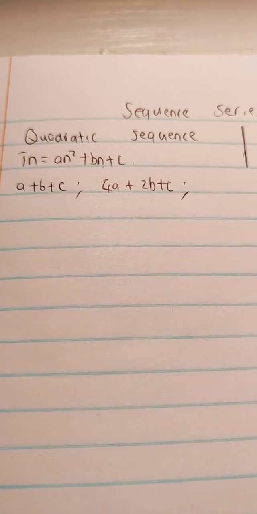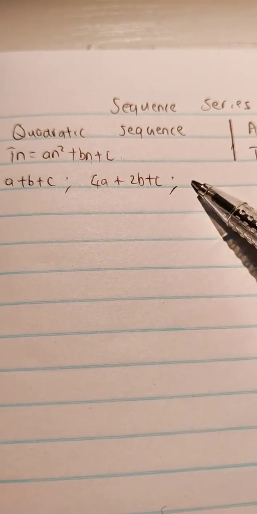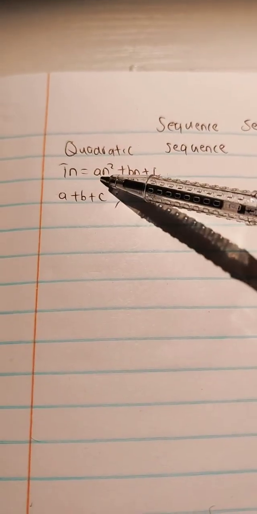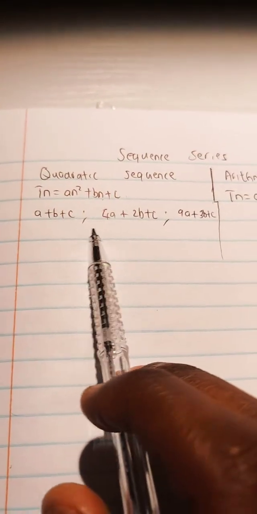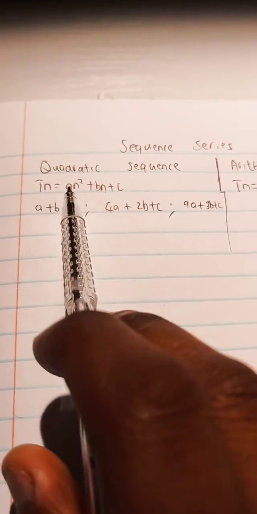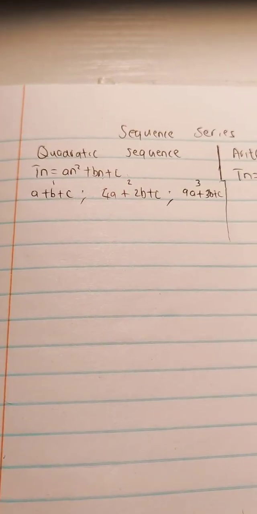Merry Christmas to you too. Merry Christmas, maths. Okay. And then your third term, T3, would be 9A plus 3B plus C. So generally speaking, that's your quadratic sequence in terms of A, B, and C, if we are looking at term 1, term 2, and term 3.